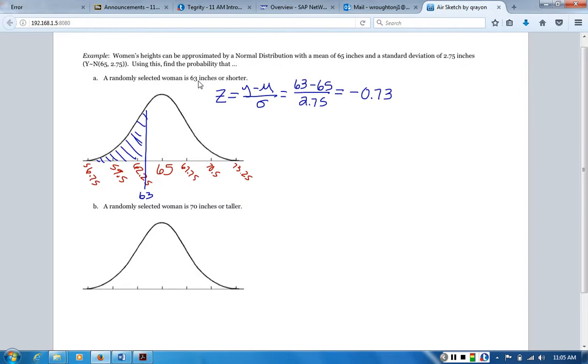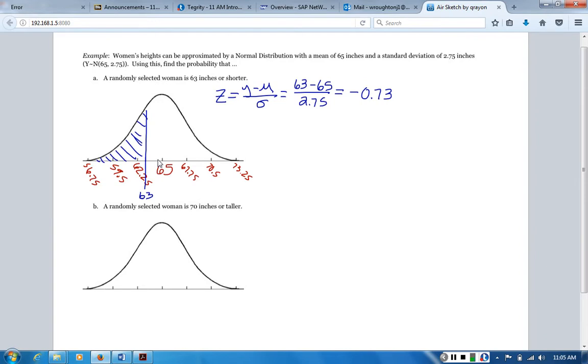Now we've already calculated a z before, so we shouldn't be surprised by this. It's negative because it fell below the mean. It's not quite 1 standard deviation below, so that's why it's bigger than -1, not quite as negative as -1. All right, so up to here should feel good.